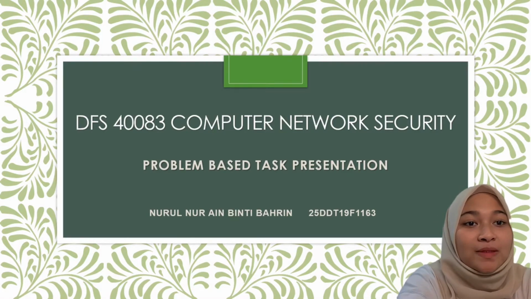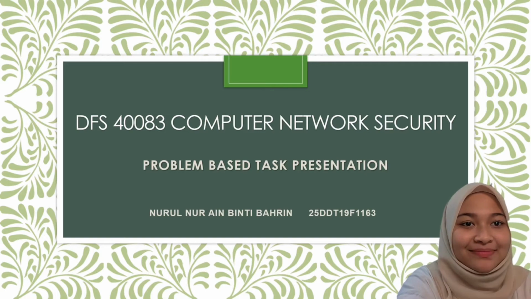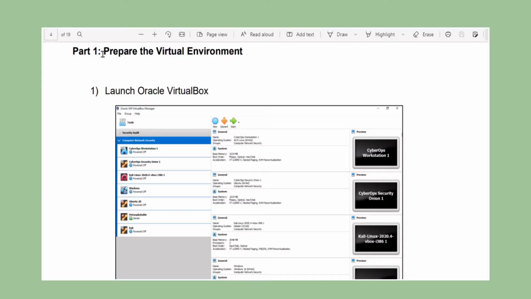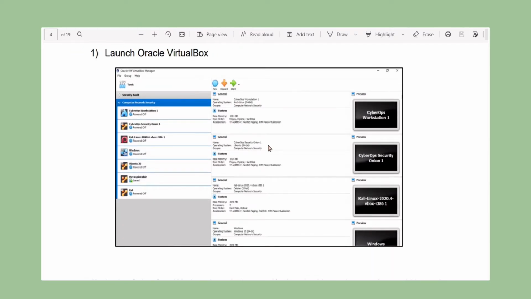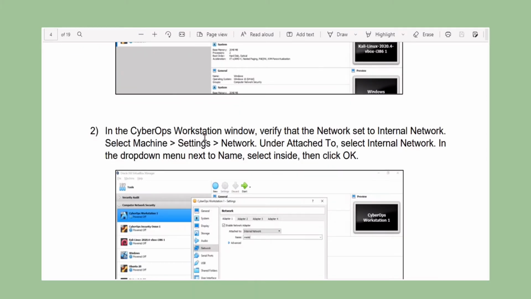Now I will present my problem-based task in computer network security. So, part 1 is prepare the virtual environment. Step 1, launch the Oracle VirtualBox. And then, in the CyberOps workstation window, verify that the network is set to the internal network.